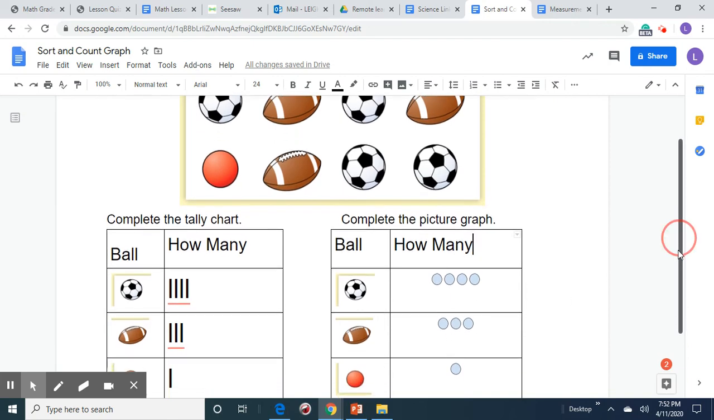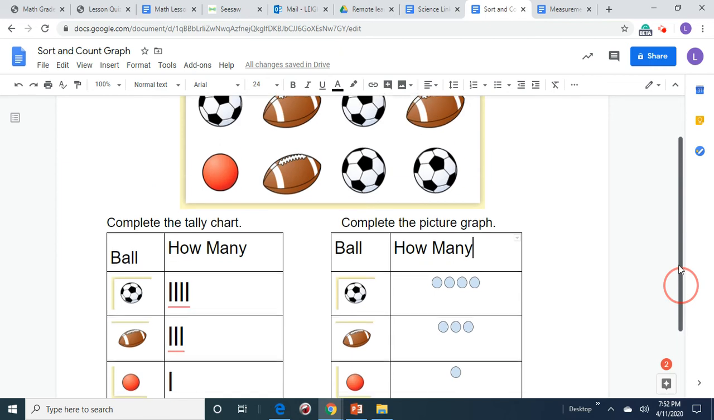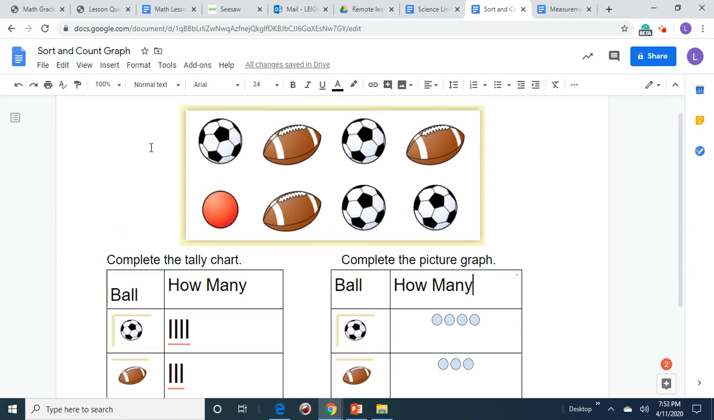And then finally, down here, we have 1 red ball, my tally mark for 1, and my picture graph for 1. I didn't use my strategy of crossing them off this time. They were organized in such a way that I visually could count these and not worry about losing track. So today I just used my fingers as I looked at that.